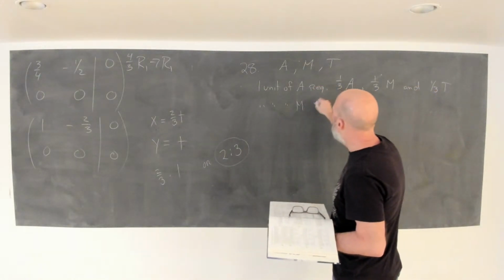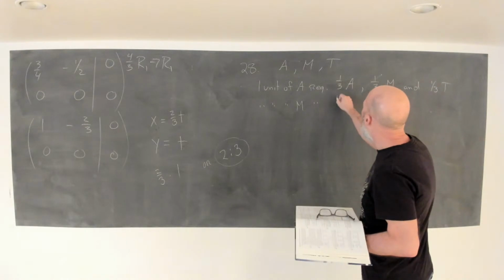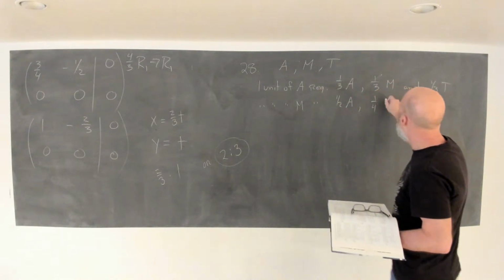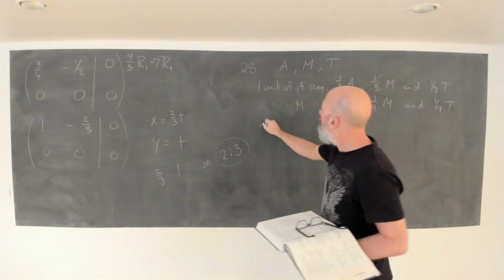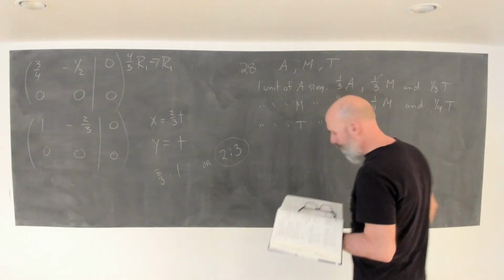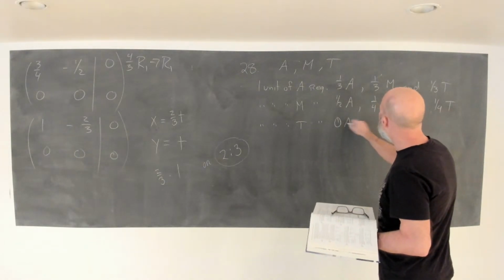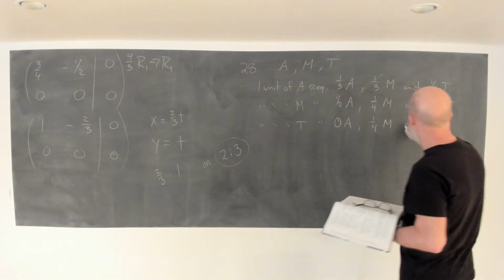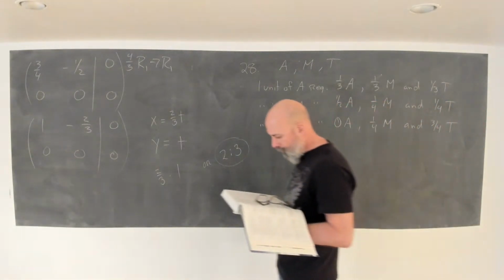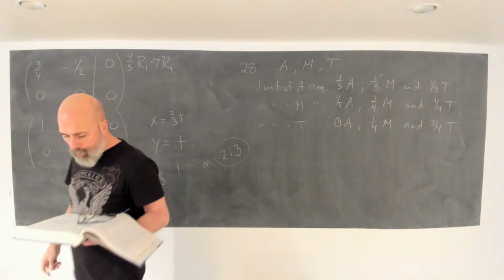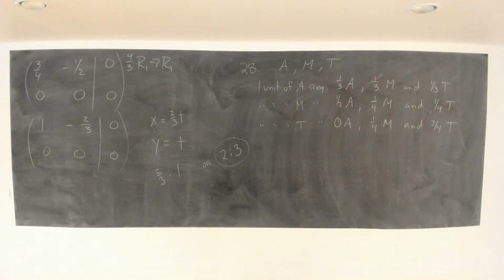Production of 1 unit of manufacturing requires half a unit of agriculture, 1/4 unit of manufacturing, and 1/4 unit of transportation. And finally, 1 unit of transportation requires 0 units of agriculture, 1/4 unit of manufacturing, and 3/4 units of transportation. Find the ratio of the three commodities in the closed model.